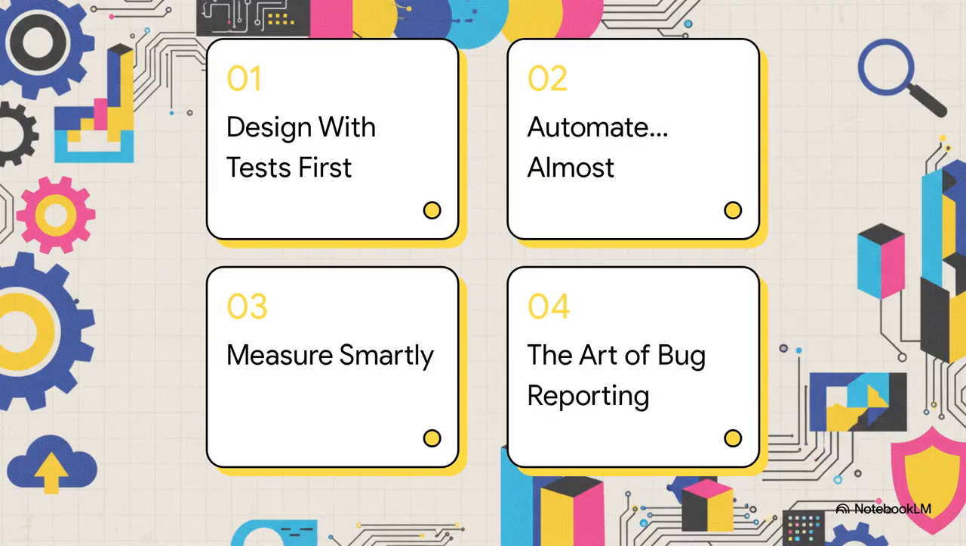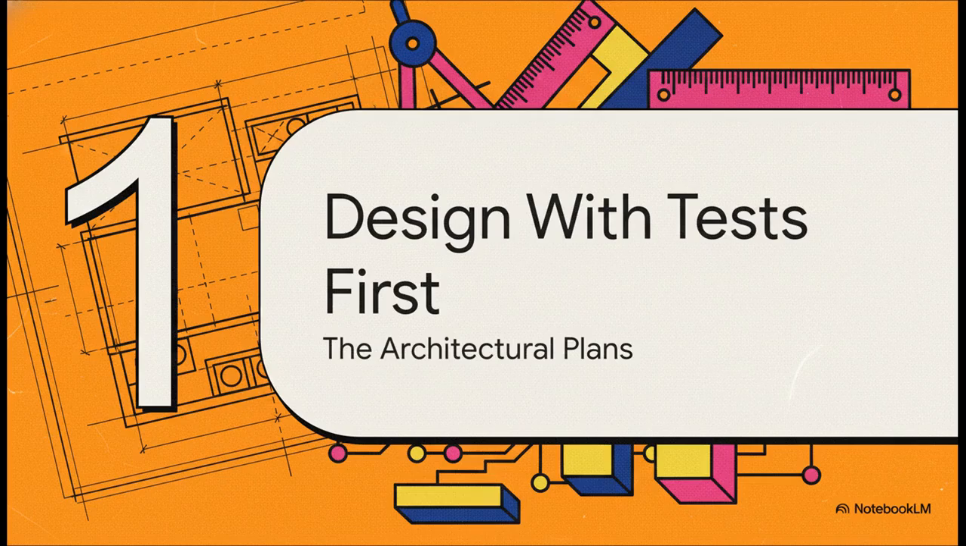So, in this explainer, we're going to walk through that very blueprint. First up, designing with tests. Then, we'll get into automating, well, almost everything. After that, we'll talk about measuring what really matters, and we'll wrap up with the art of a good bug report. Let's jump in.